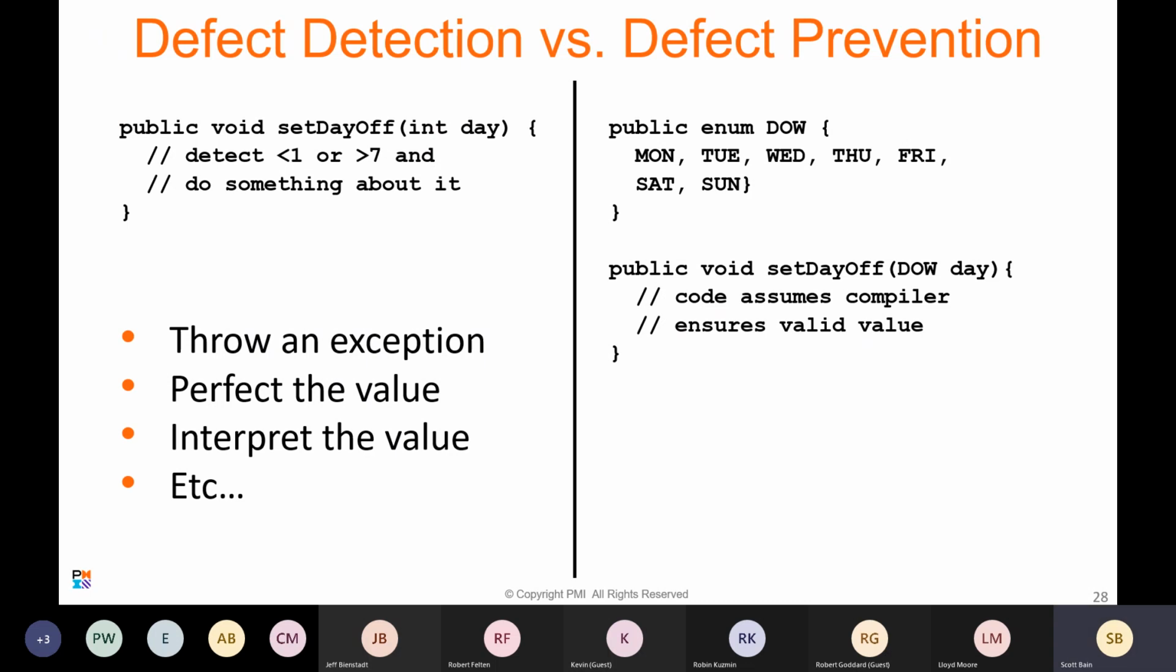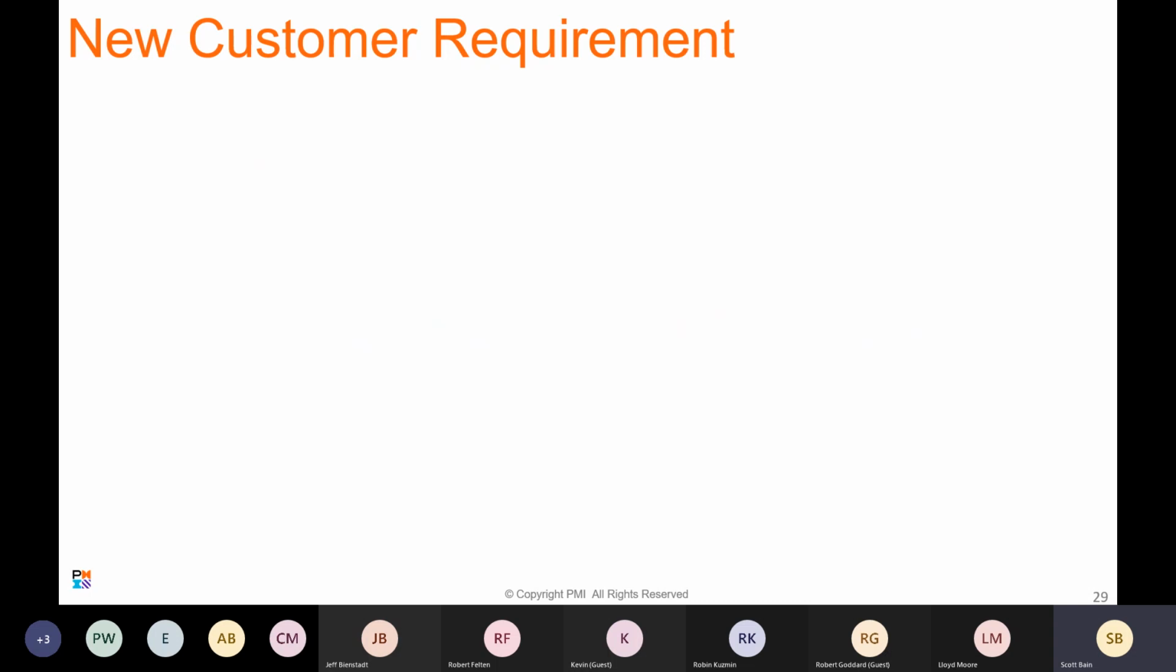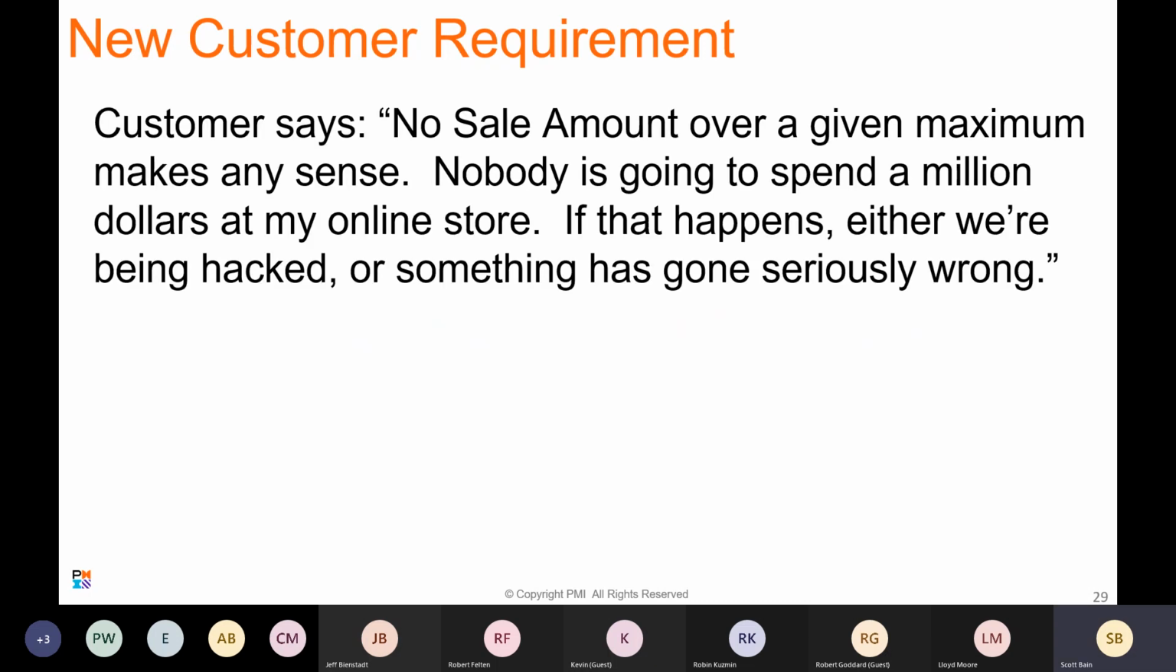To examine the implications of this distinction, let's go back to the e-commerce example. The customer calls us in because they have a new requirement. They say, no sale amount over a given maximum makes any sense. Nobody's going to spend $1 million on my online store. If that happens, either we're being hacked or something has gone seriously wrong. Well, what will our code allow for at this point?